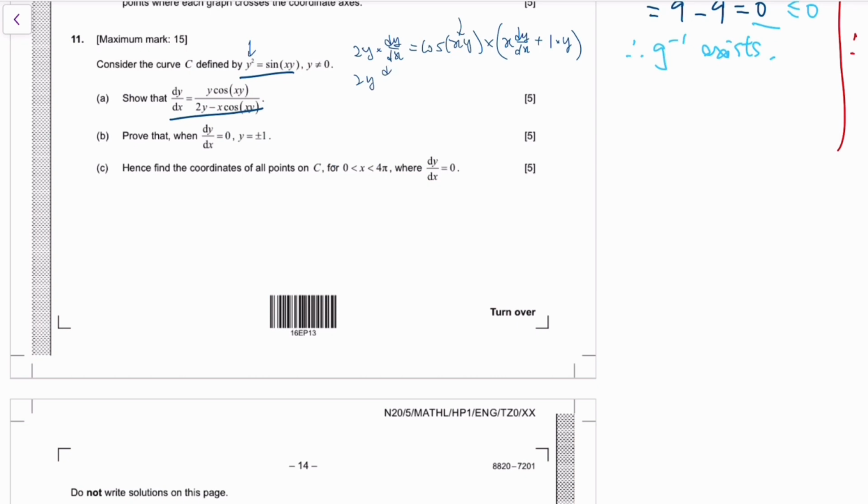We need to make dy/dx the subject. That means we have no choice but to expand this, because otherwise we cannot isolate the dy/dx. I put the x in front, y cosine xy.